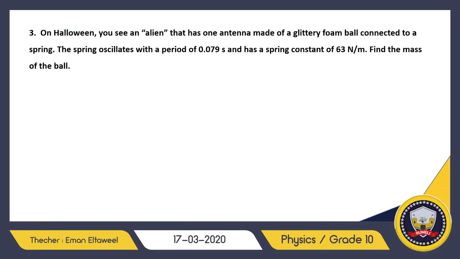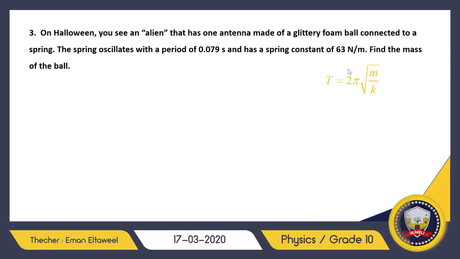Another problem. On Halloween, you see an alien that has one antenna made of a glittery foam ball connected to a spring. The spring oscillates with a period of 0.079 seconds and has a spring constant of 63 newtons per meter. Find the mass of the ball. Here, we need the mass, but we have k, so we're going to use the formula T equals 2 pi square root of m over k.